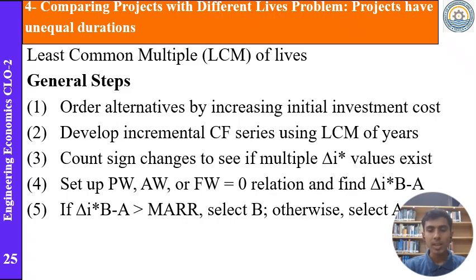Then we select a criterion, like the present worth or the future worth, and set it up by plugging in different values of interest and checking at which interest value the present worth is equal to 0. Then we compare that interest rate value with the minimum acceptable rate of return. If the value is greater than the MARR, we can select project B, or the project that is placed on the extreme right side.